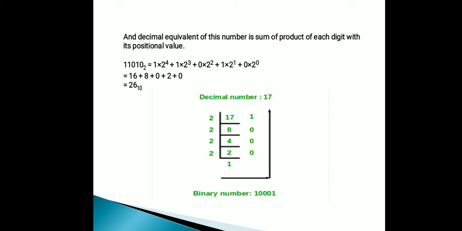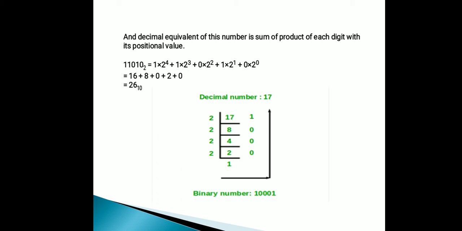If you sum up the numbers: 1 into 2 to the power 4 is 16, plus 1 into 2 cube is 8, plus 0 into 2 square is 0, plus 1 into 2 to the power 1 is 2, plus 0 into 2 to the power 0 is 0. So 16 plus 8 is 24, plus 2 is 26, in base 10. Now you can see how to convert binary to decimal.